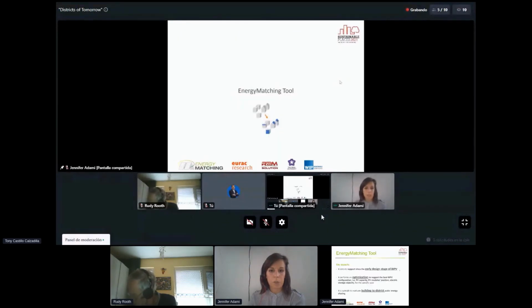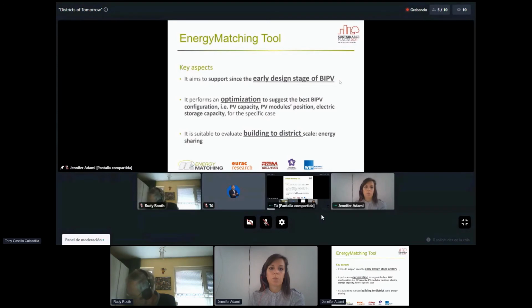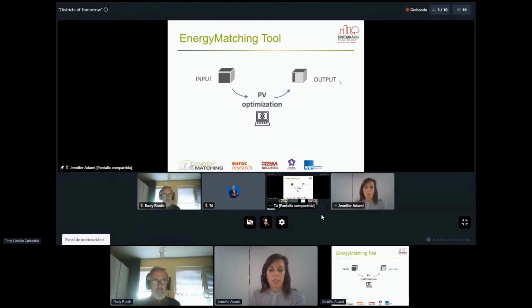Basically, this tool aims to support BIPV since the early design stage. It performs optimizations, not just simulation, to suggest the best BIPV configuration, meaning the PV capacity, the PV module's position, and the electric storage capacity for the specific case considered. And this tool is suitable to evaluate building to district scale because it is able to consider the energy sharing between buildings.